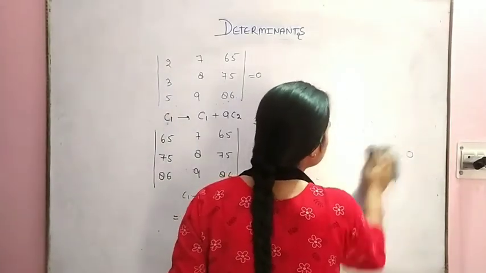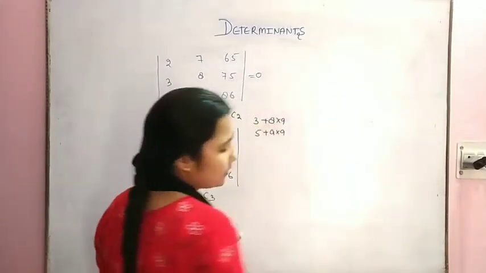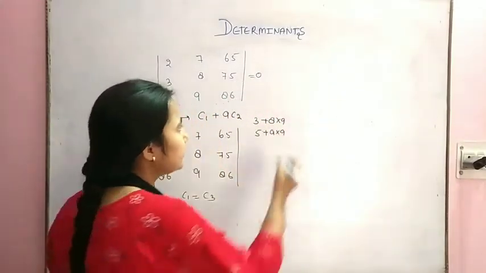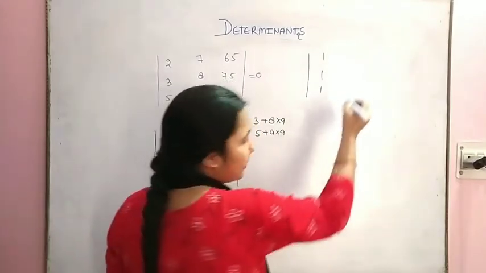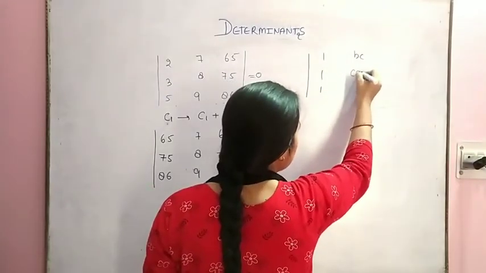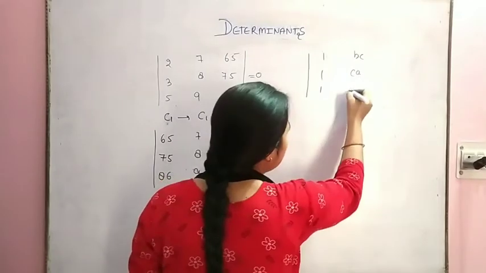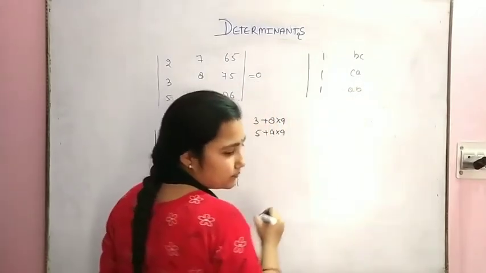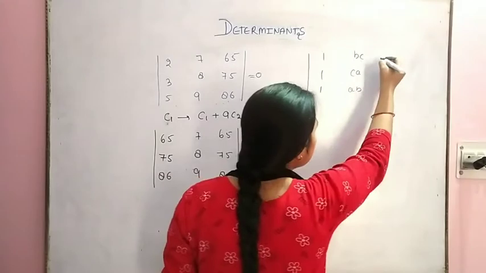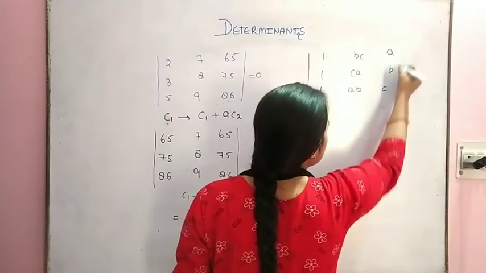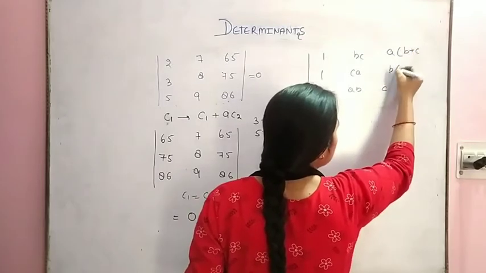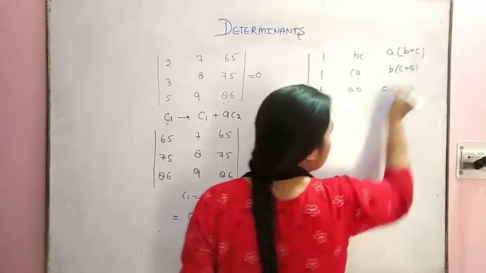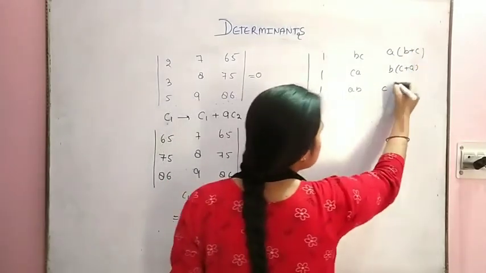Question number 4. Here we have 1 1 1, BC CA and AB, A B C. Now B plus C, C plus A and A plus B.